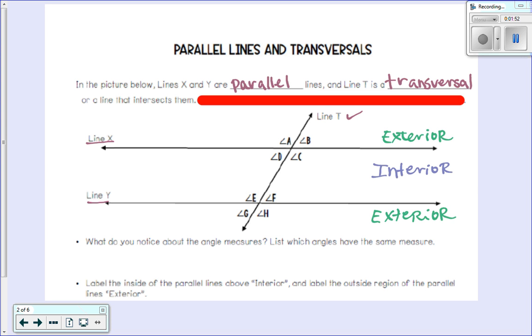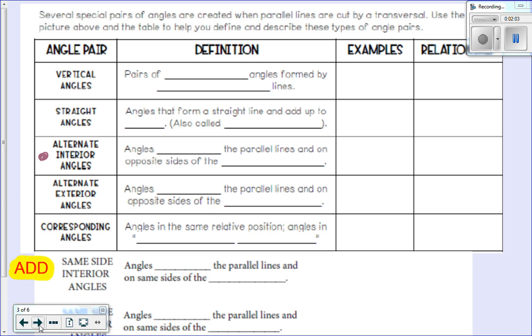We good? All right. And we have several vocabulary words right below that we're going to label for our parallel lines and transversals. The first two you've already had, so that's good. The first one is vertical angles. It's a pair of opposite angles formed by intersecting lines. Okay, and let's list a few examples.